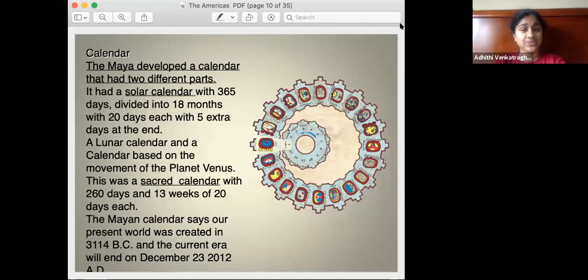The Mayan calendar is probably the most famous of the Mayan achievements. The Maya developed a calendar that had many different parts. It was a solar calendar with 365 days, a sacred calendar, a lunar calendar, and a calendar based on the movement of the planet Venus. The Mayan calendar says our present world was created in 3114 BC, and the current era will end on December 23rd, 2012 AD.